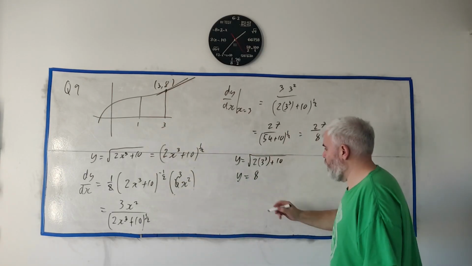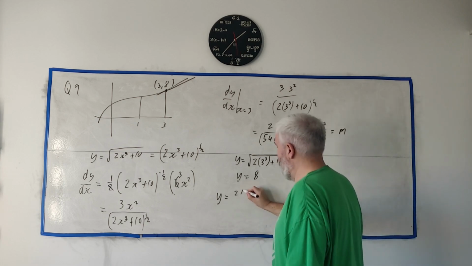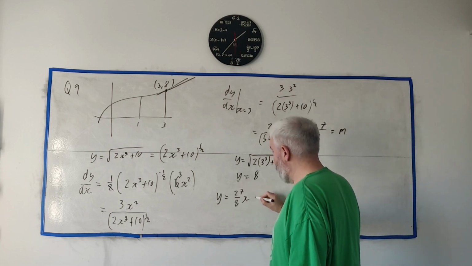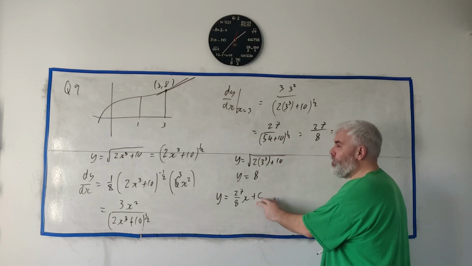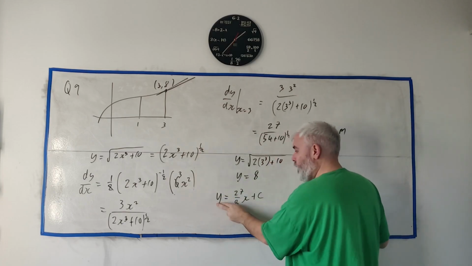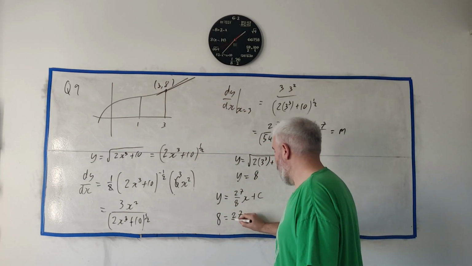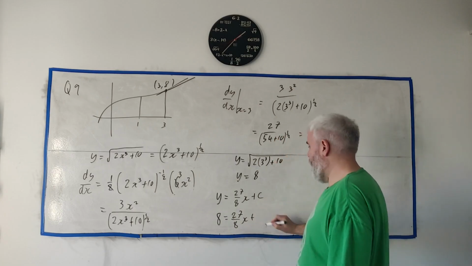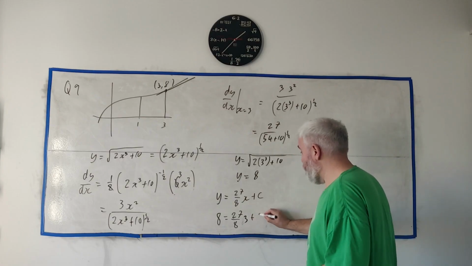So what's the equation? Well, the equation is just y is equal to the slope, 27 over 8 times x, plus c. To find c, we just fill in the two numbers we know. We know y, we know x. So that's 8 is equal to 27 over 8 times 3 plus c.